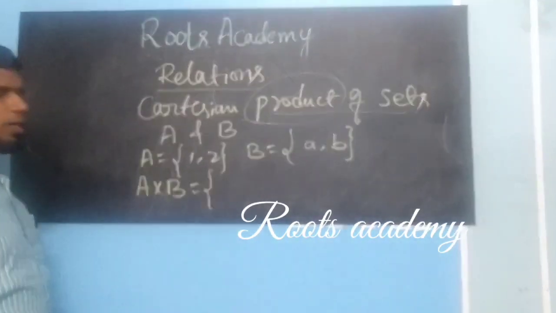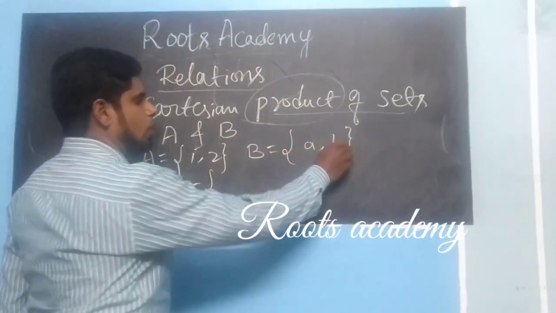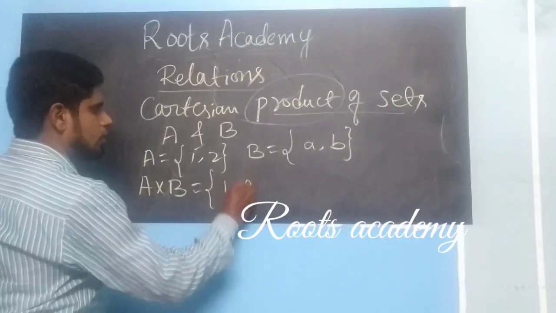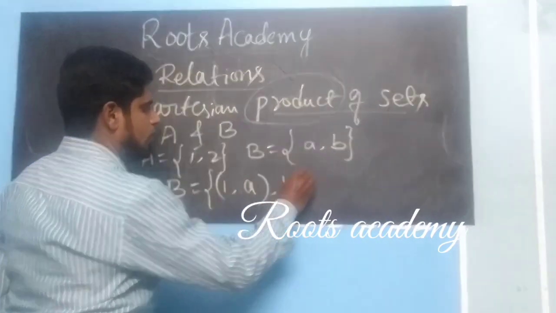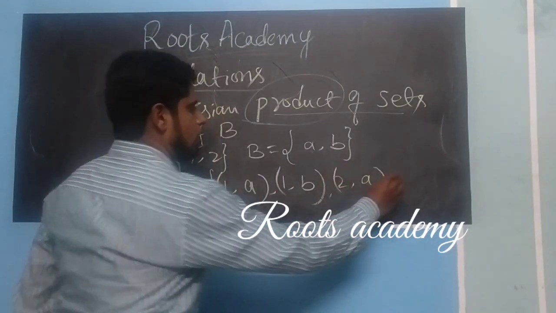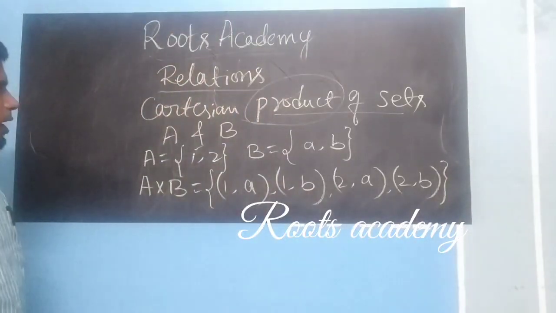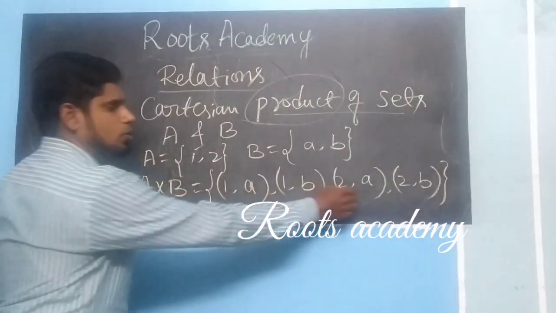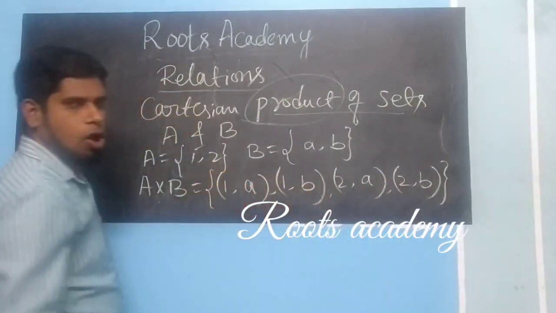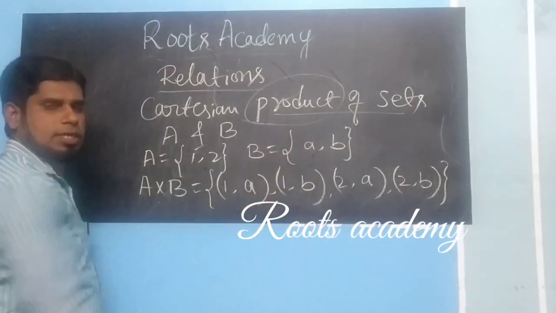Let us see how we can multiply these two sets. To multiply these two sets, we will take the first element of the first set with all the elements of the second set. Here 1, A, then 1, B, then 2, A and 2, B. These elements of the Cartesian product of two sets are ordered pairs. We will call these elements ordered pairs. Now this is for when two sets are there.